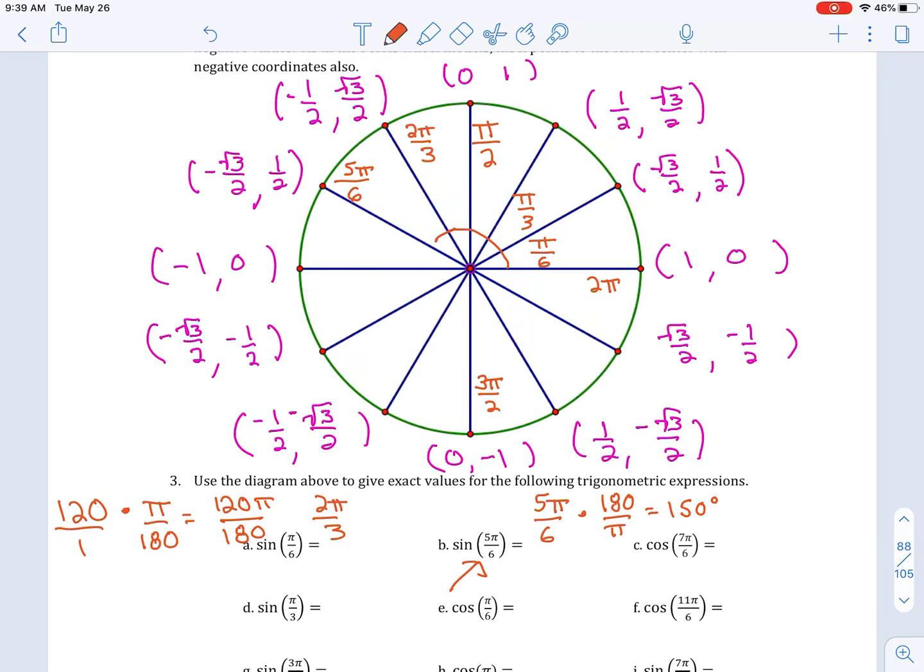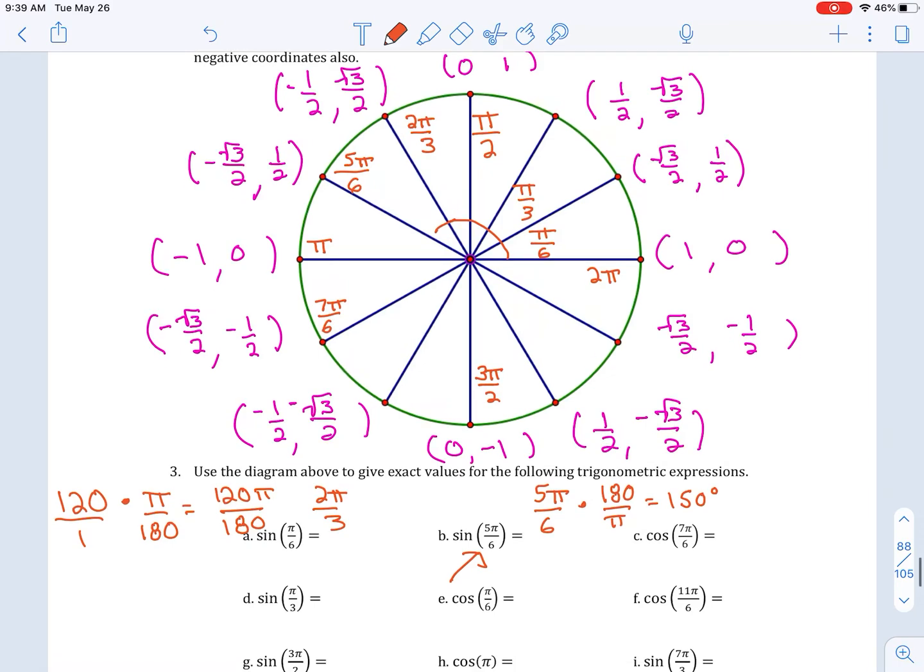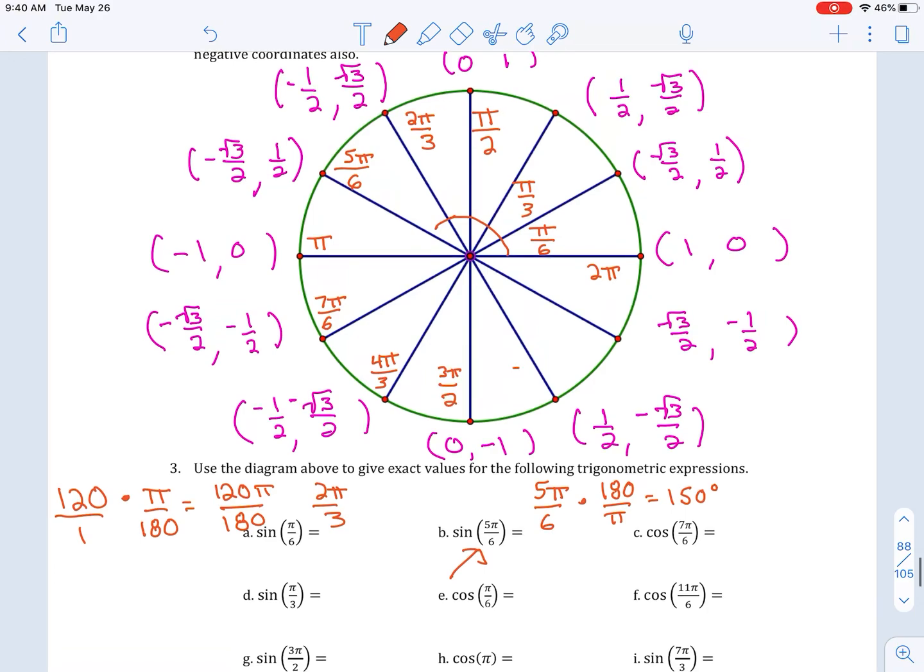Okay, so we know the full 180 is here, so our next one is going to be 7 pi over 6, and then 4 pi over 3, and then our next one is 3 pi over 2, but I'm going to write it on the side just so it's clear. And then right here we have 5 pi over 3, and then we have 11 pi over 6.